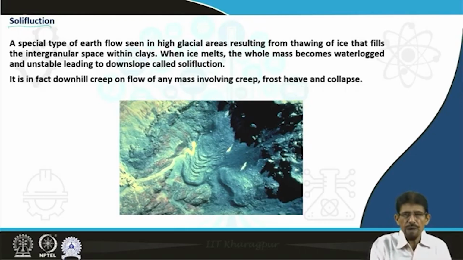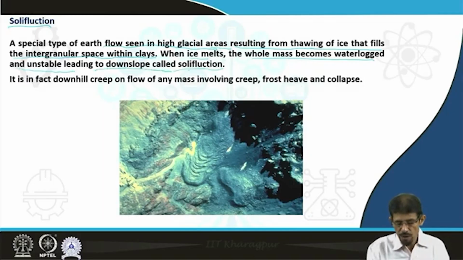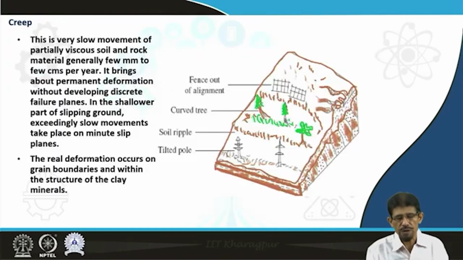It is a very complicated type of problem, a special type of earth flow seen in high glaciated areas, resulting from the thawing of ice that fills the intergranular spaces within the clay and accelerates the movement downward. When the ice melts, the whole mass becomes waterlogged and unstable due to increase in weight, leading to downward movement called solifluction. You can see one view of this, and it is a downhill creep or flow of any mass involving creep, frost heave and collapse, which are responsible for such activity.